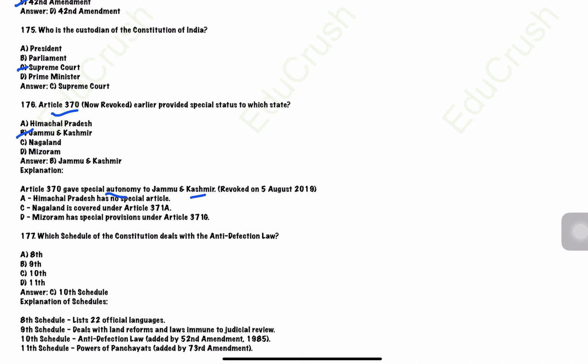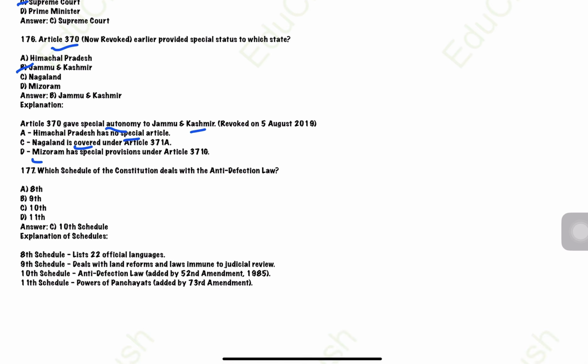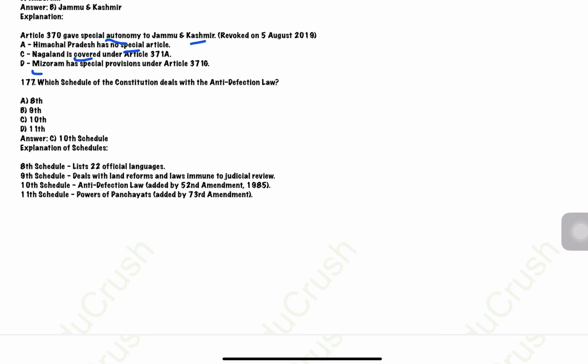B, Article 370E, Himachal Pradesh has no special article. C, Nagaland is covered under Article 371E. D, Mizoram has special provisions under Article 371G. Next, which schedule of the Constitution deals with the anti-defection law? So 10th schedule. So 8th schedule deals with the 22 official languages.